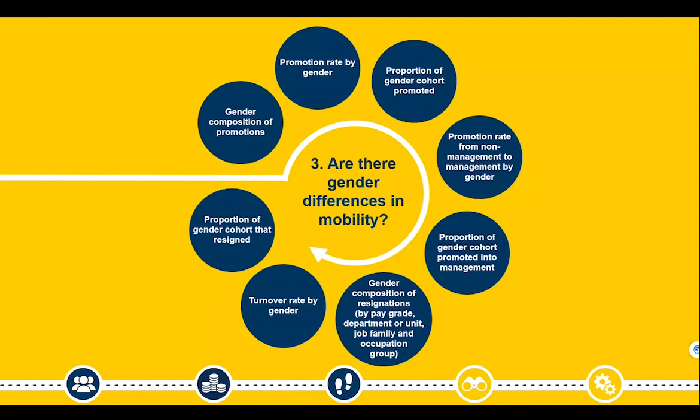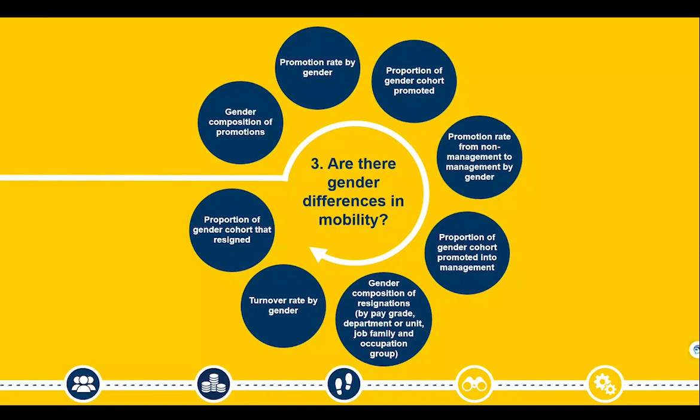You'll notice that again, we're talking about the overall figures, but also the proportion. So the proportion within the larger cohorts. So, for example, the proportion of women that are promoted to management is going to look different when we're looking at just that female talent pool rather than overall how many promotions went to men or to women.